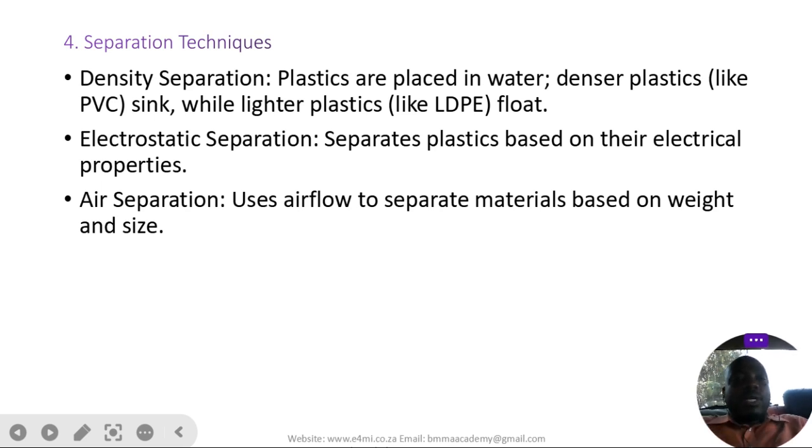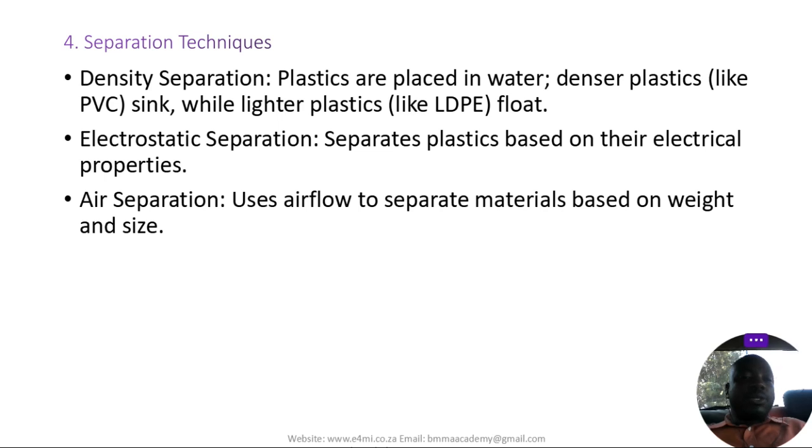After that, we have to start separating them. By separating them, we can use density separation, where denser, or rather heavier, plastics will sink, while lighter plastics are going to float. So this can be an easier way of distinguishing between PVC, which is denser, and LDPE types of plastics, which are going to float.